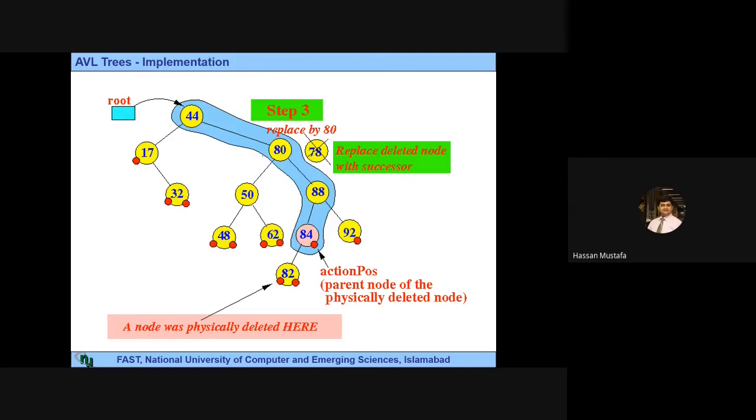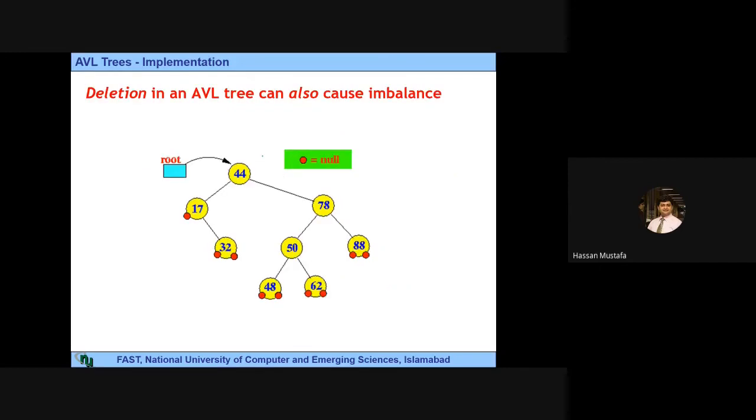Now we'll go to step 2 of the deletion in the AVL tree. The first part I'll just recap. Now we'll see how we can adjust the heights of the tree.